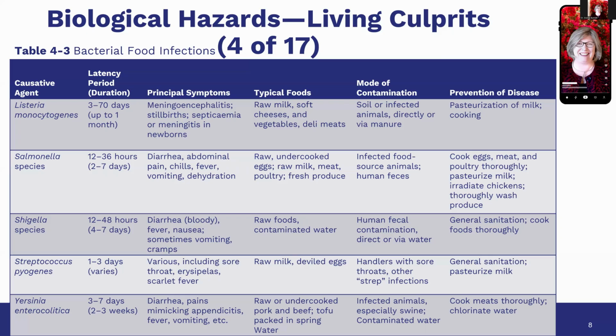And what do we see as typical foods? Raw milk, soft cheeses, vegetables, deli meats. If you look across at the mode of contamination, soil or infected animals directly or via manure, and how you prevent this would be pasteurizing the milk or cooking the food. But I want you to notice this. It's not just infants that would be affected. Anyone could be affected here.